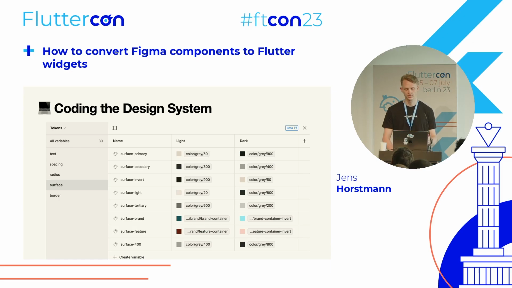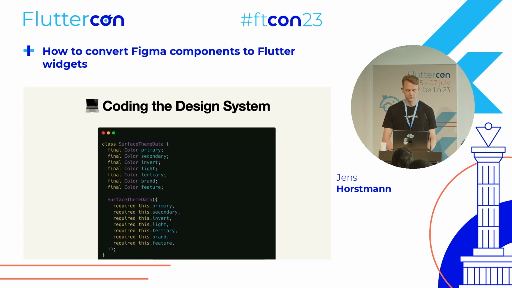So we have our design system. So we are looking at the surface namespace right now with all the colors, primary, secondary, and so on. And we can now code this design system. So we just create a new class. This is very similar to if you have ever defined your own custom theme. So we create a new subclass with primary, secondary, color, and so on.